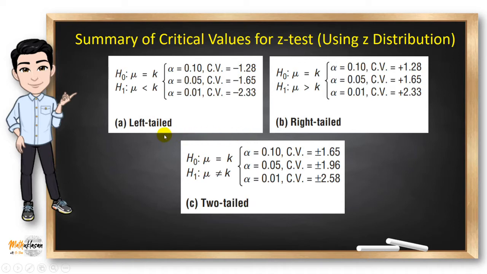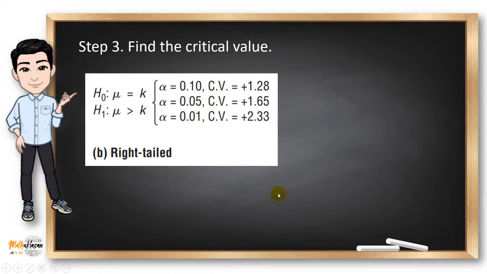If you have a left-tailed test, notice that all the critical values are negative and you will depend on the level of significance. If it's right-tailed, all critical values are positive. Now, if you have a two-tailed test, remember that you have two possible values, the positive and the negative value. Our example is a right-tailed test. If our significance level is 0.05, then the critical value should be positive 1.65.